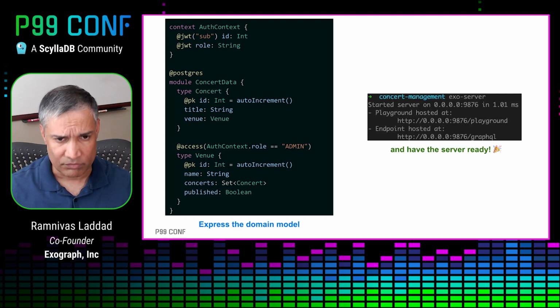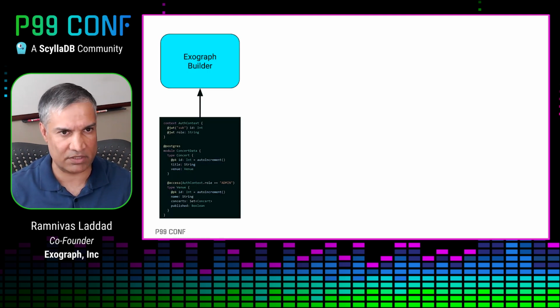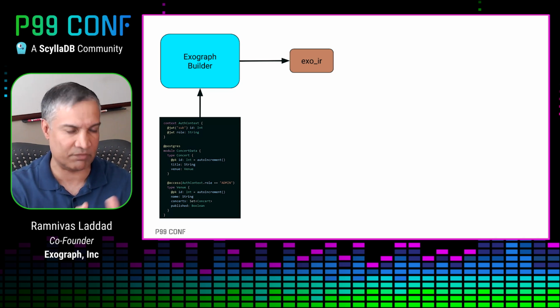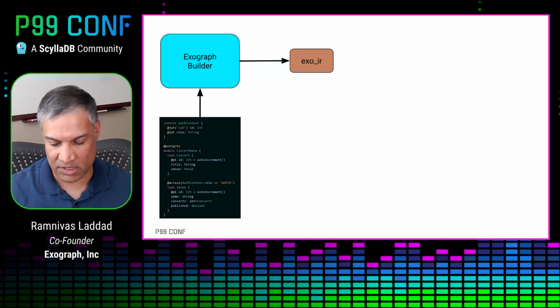The way Exograph works is you start with your domain model, and Exograph has an Exograph builder, whose job is to take this domain description, parse it, type check it, and produce something called intermediate representation. So this intermediate representation essentially is a digest of all the module information. So what are the queries to be offered? What are the access control rules to be applied?